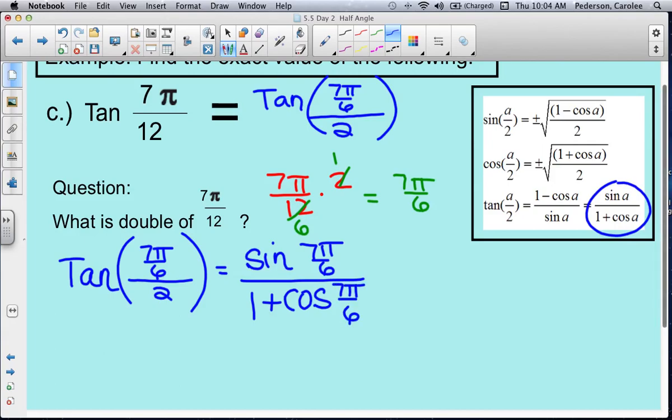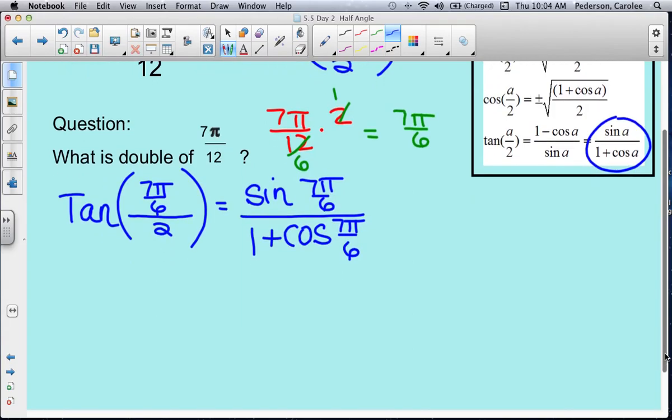Do we know what those exact values are on the unit circle? Yes, we do. So what is the sine of 7 pi over 6? Negative 1/2. And then what is the exact value of the cosine of 7 pi over 6? Negative square root of 3 over 2.